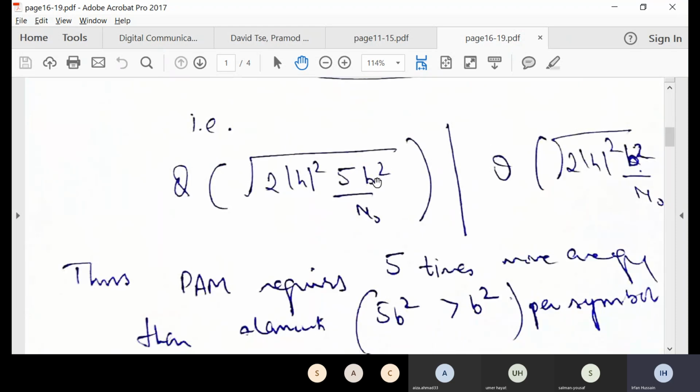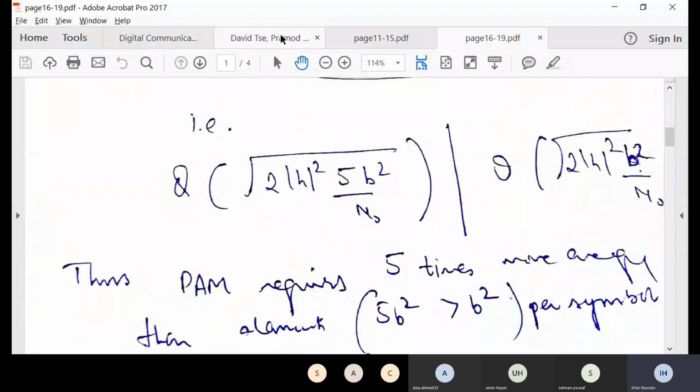Now if B is equal to A, then this will become B square. You can see, in order to keep the same minimum distance, I am requiring 5B square SNR, or signal power 5B square, as compared to B square. So it requires 5 times more energy per symbol as compared to the LMOT scheme. This was the meaning of this sentence: it needs 5 times the energy per symbol.